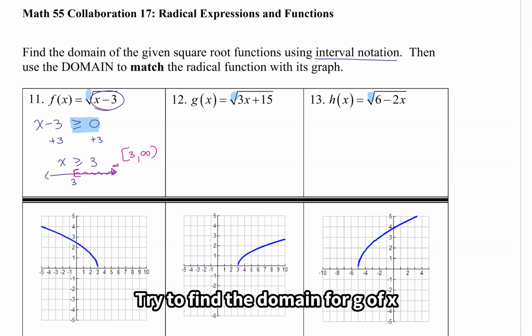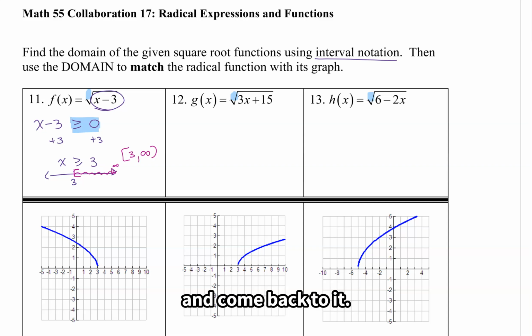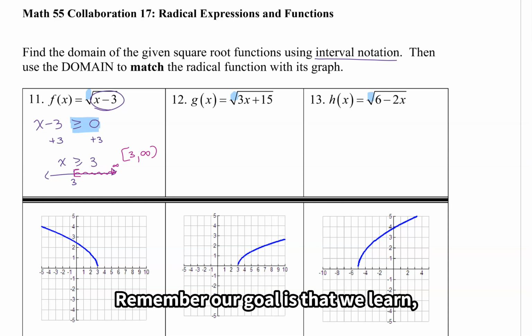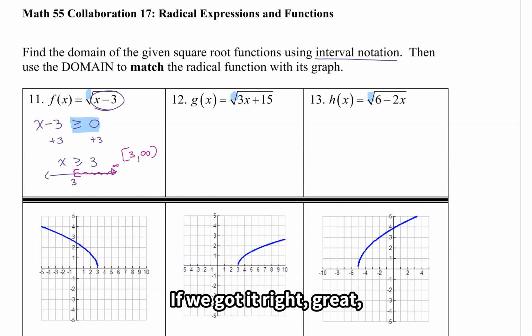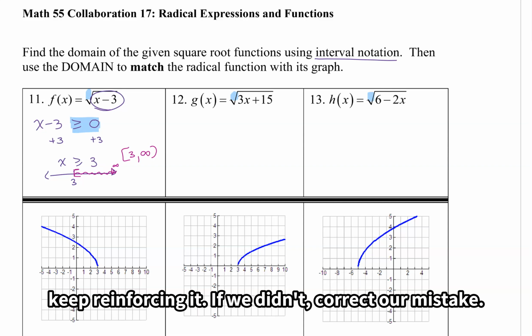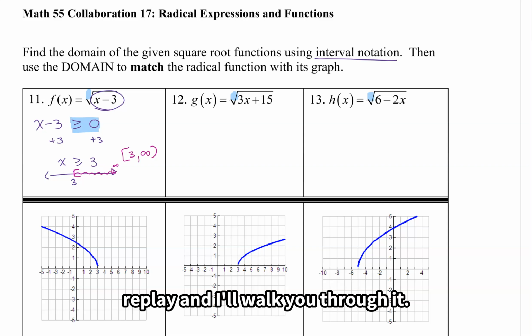Try to find the domain for g of x and h of x on your own. If you'd like, you can pause the video right now and come back to it. That would be best. Remember, our goal is that we learn. We're going to try something and learn from it. If we got it right, great. Keep reinforcing it. If we didn't, correct our mistake. So hit pause now, try to find the domains for g and h, and then you can hit replay and I'll walk you through it.